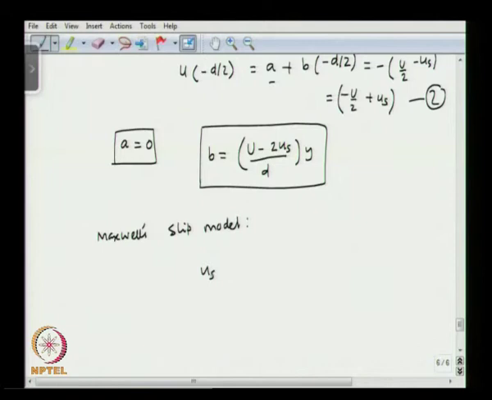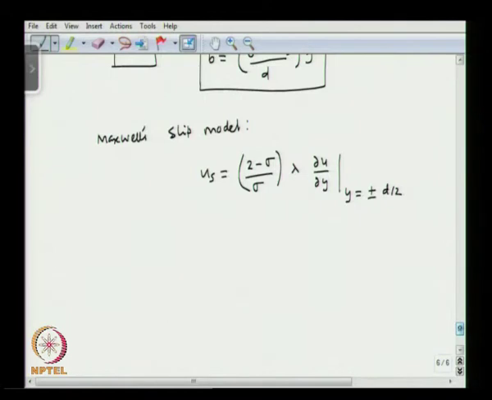So, using Maxwell's slip model, we know the expression for the slip velocity at the wall, which is a function of the momentum accommodation coefficient sigma and the velocity gradient. So, we can write that u_s is equal to (2 minus sigma) divided by sigma, where sigma is the momentum accommodation coefficient, into lambda into del u over del y at y equal to plus minus d by 2. So, you can write this as (2 minus sigma) over sigma into lambda.